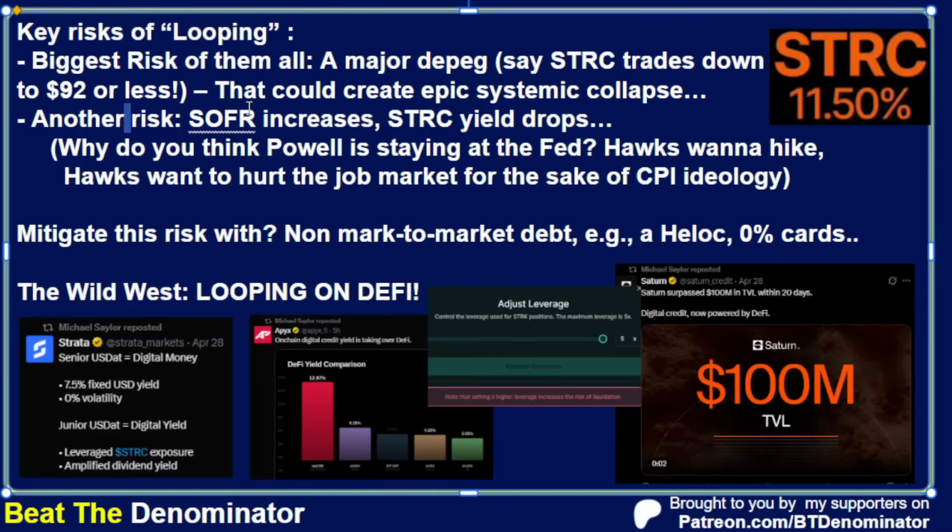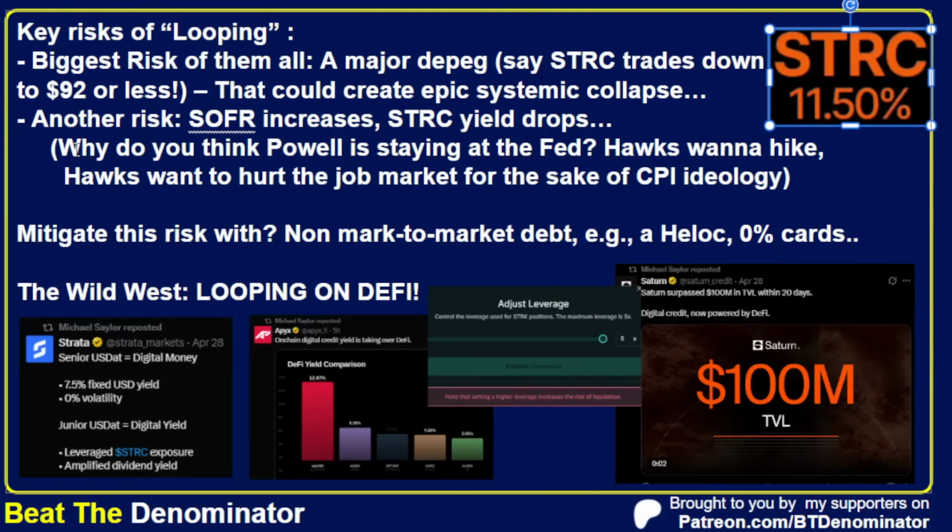Another risk, which of course is a big risk for those doing the Japan carry trade, and less of a risk for us, but still a little risk, is SOFR. What if SOFR increases and STRC demand is through the roof and the yields drop, right? For now, we're pretty far from that delta, that arbitrage being gone. For now, you would need a lot of things to go wrong for this arbitrage to be gone.